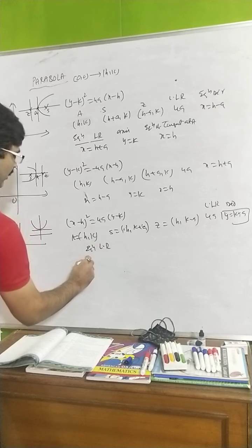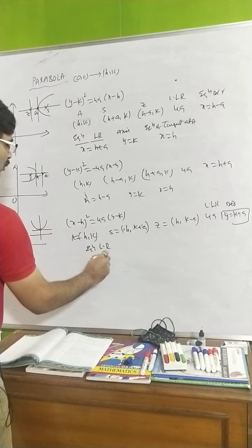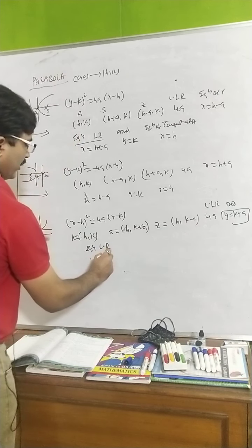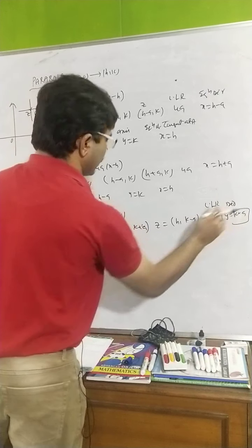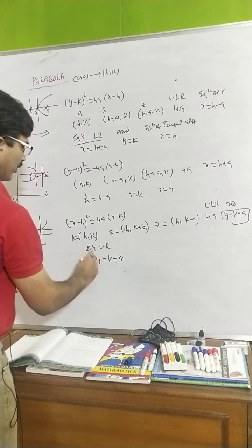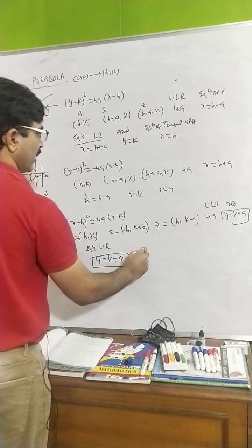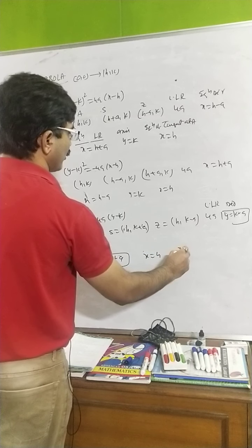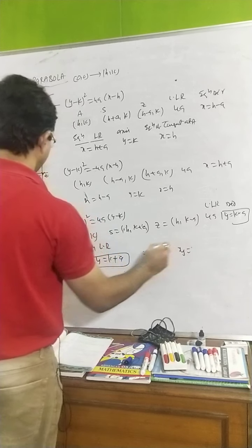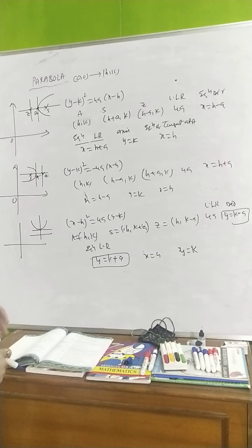And now here, the equation of latus rectum is like this: y is equal to k minus a, and this one is y is equal to k plus a. The axis, you know very well, is x is equal to h, and the tangent is y is equal to k. Quite opposite.